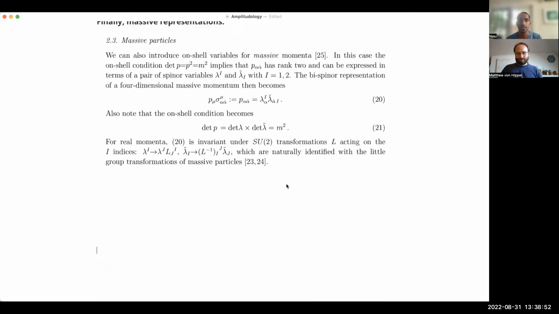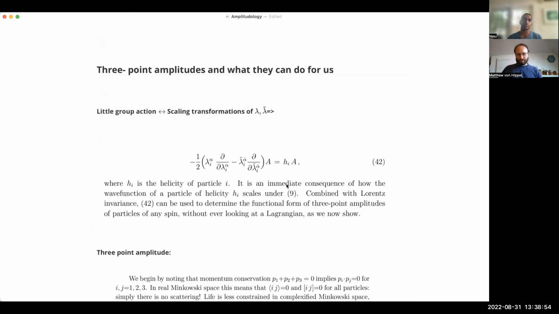So then on top of that, knowing that the helicity, the little group transformations, act by scaling of the lambda spinors and lambda tilde spinors in opposite ways, means that the helicity is basically given by something almost like a dilatation eigenvalue, except you're subtracting off the dilatation with respect to lambda tilde, and then adding in the dilatation with respect to lambda, because it's a simultaneous transformation that it induces.